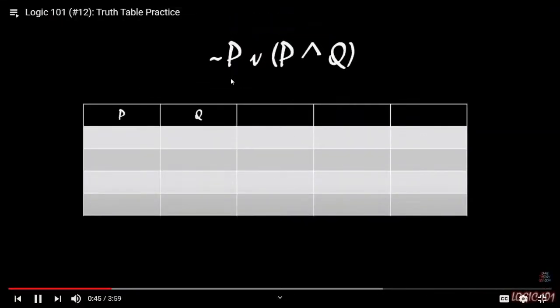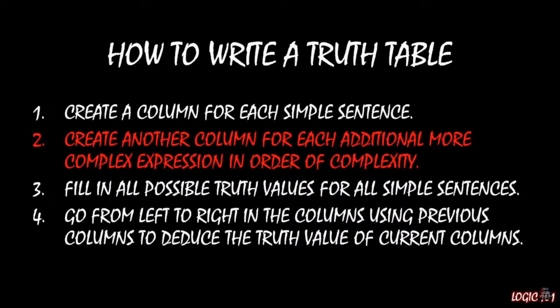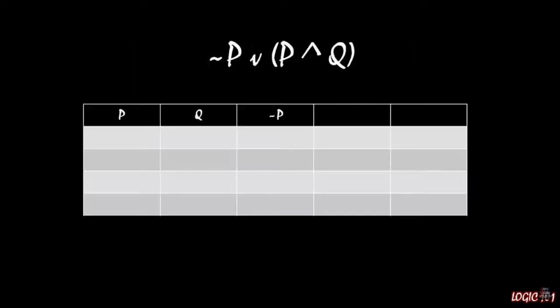has only 2 simple sentences, P and Q, and so we start off the truth table by writing P and Q, each in their own individual columns. The second step is to create another column for each additional, more complex expression in the order of complexity. So you'll notice here that on the left side of the disjunction, we have a not P, so we can write a not P as one of the columns.